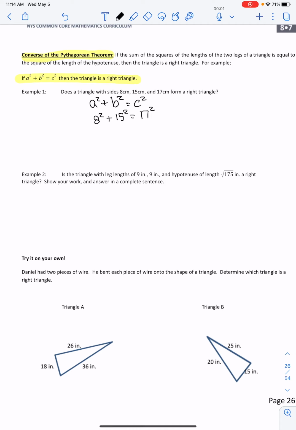So 8 squared is 64, plus 15 squared is 225, and we need to know if that equals 289. And remember, please use your calculators, ladies and gentlemen. So if I add these two together, I have 289, and that does equal 289. Therefore, yes, this forms a right triangle.